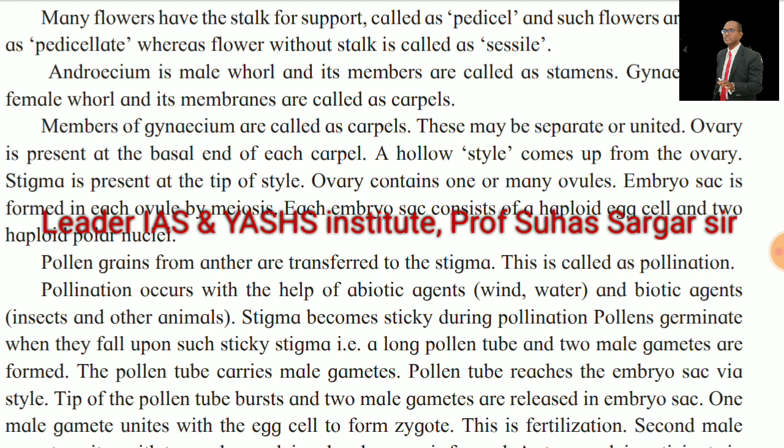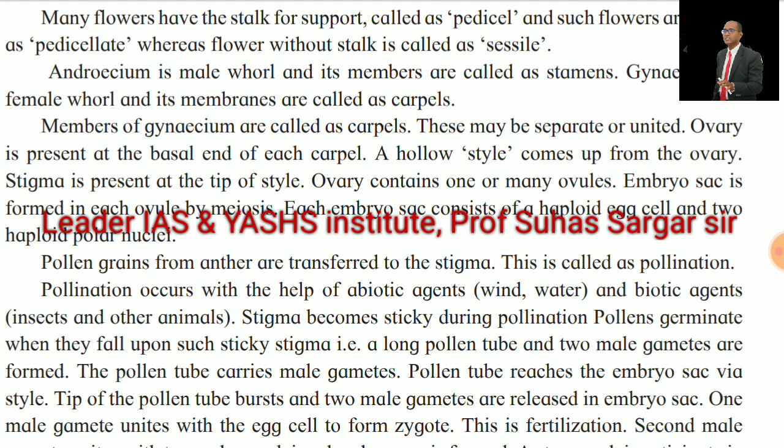Ovary contains one or many ovules. Embryo sacs are formed in each ovule by meiosis. Each embryo sac consists of a haploid egg cell and two haploid polar nuclei. Pollen grains from an anther are transferred to the stigma and this is called pollination.